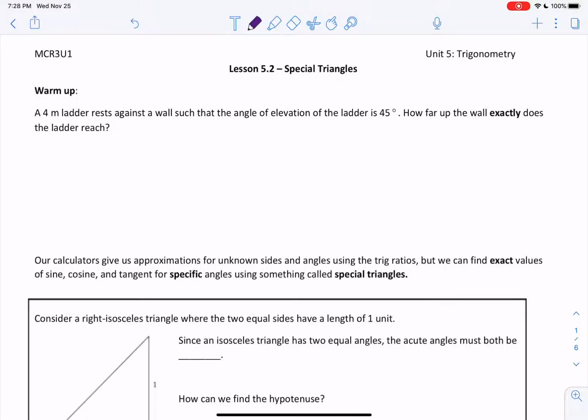For this lesson, we're going to begin looking at special triangles and determining some of the exact values of some of our trigonometric ratios. So to start, we'll begin with an example. We have a 4-meter ladder, and it rests against a wall such that the angle of elevation of the ladder is 45 degrees. How far up the wall exactly does the ladder reach?